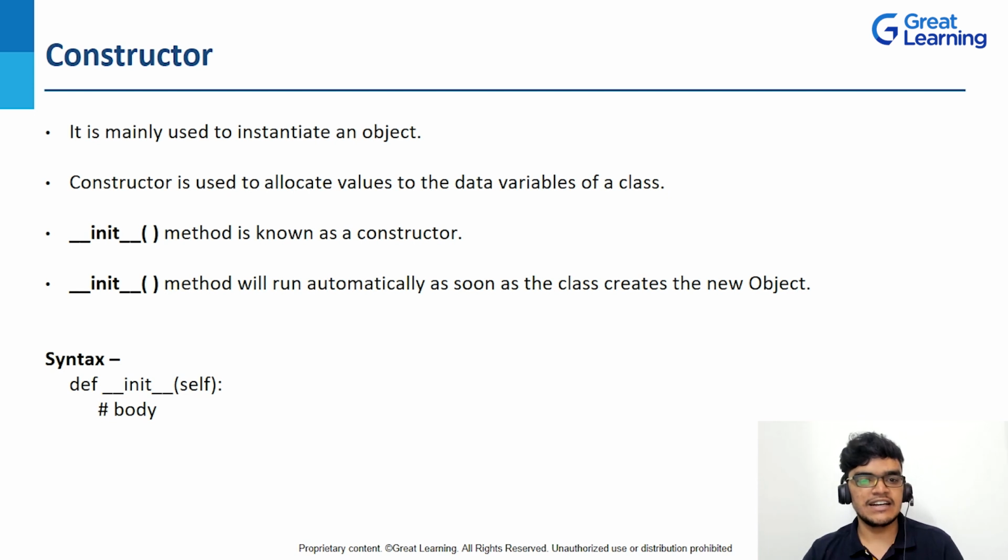So let's understand the syntax. In order to create an init method, first you have to write the reserved word def, then underscore underscore init underscore underscore, and inside that we'll write self. We know that the self parameter is a reference to the current instance of a class. In simple words, whatever object you are creating from the class, the object will be allocated instead of self. So this is the basic idea about constructor. Now let's see it in a practical example.